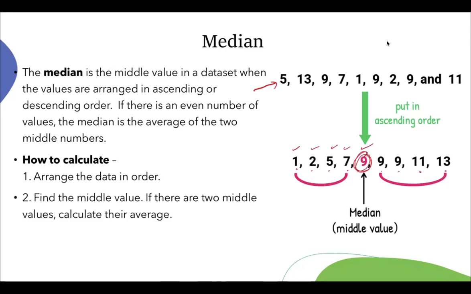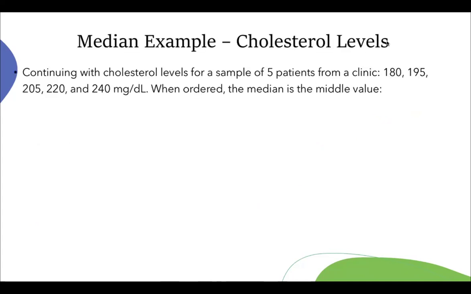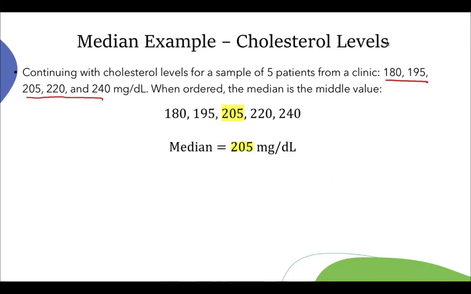So we put them in order, we find the middle number. If there are two middle numbers, middle values, calculate their average. So let me show you that example. Okay, we have 5 patients from a clinic with cholesterol levels. This is the ones that we had done before on the calculator. Put them in order from low to high, and the median is the middle. So putting these numbers in order, the median is the third number because we have 5 values, so the median is 205.